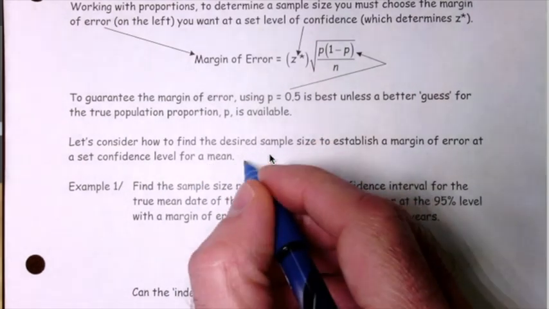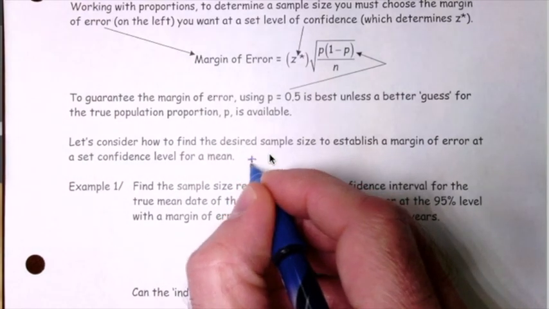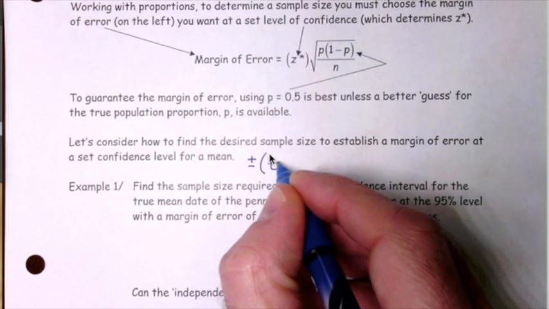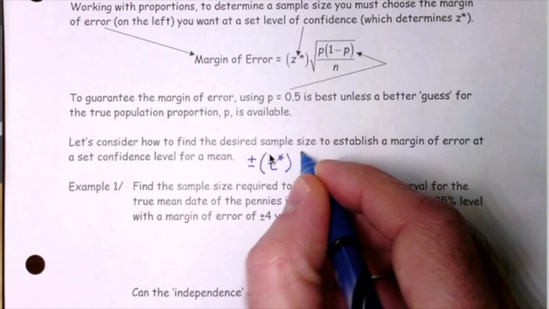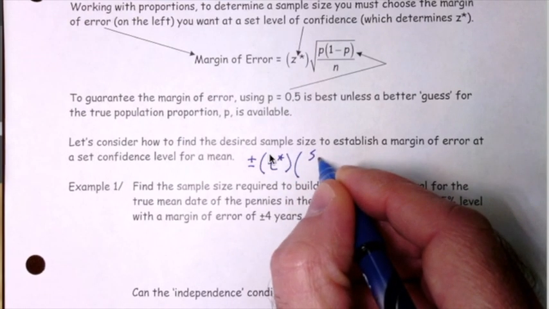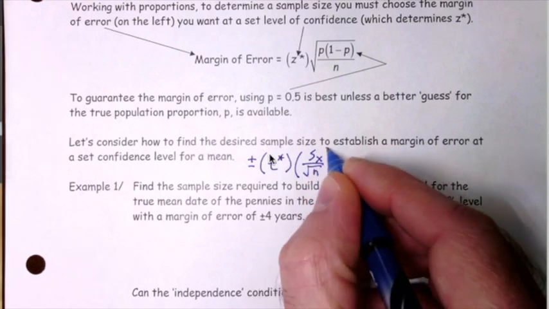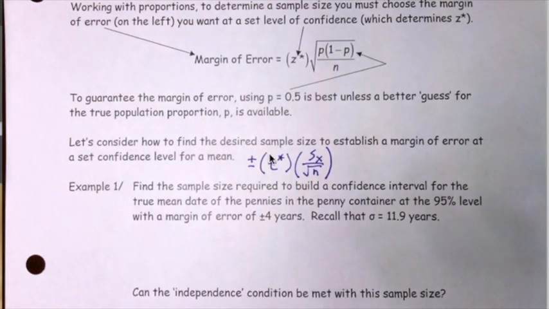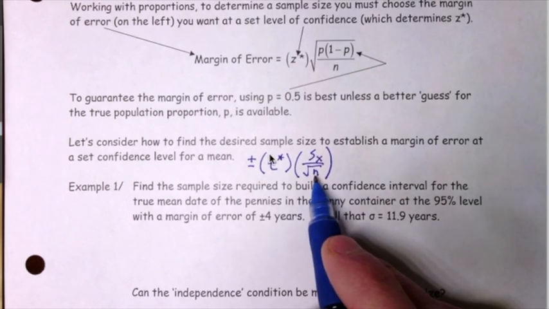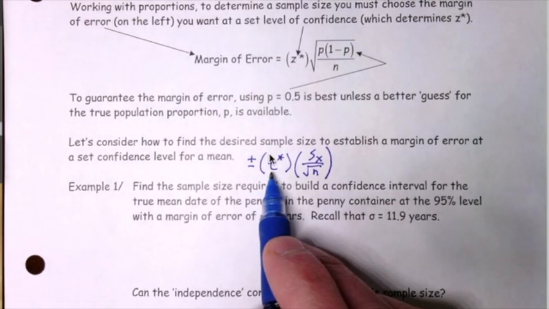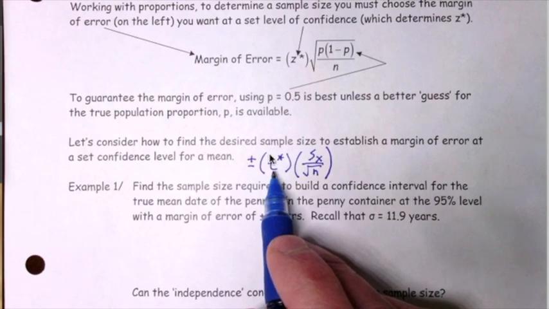So here's the formula for the margin of error for a mean. Means involve t-scores, and then you have the standard deviation, created by the standard deviation from your sample divided by the square root of the sample size. But there's a problem using this formula to find your sample size, because the t-score that you need has a degree of freedom. That degree of freedom is n-1.